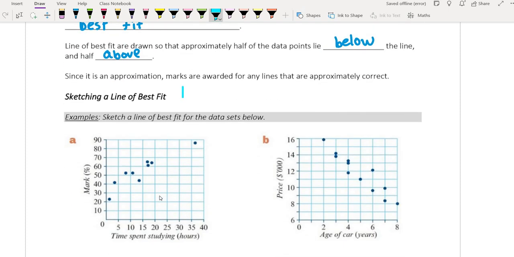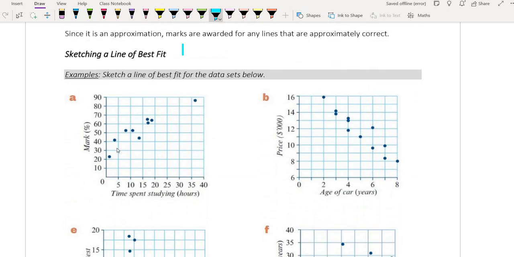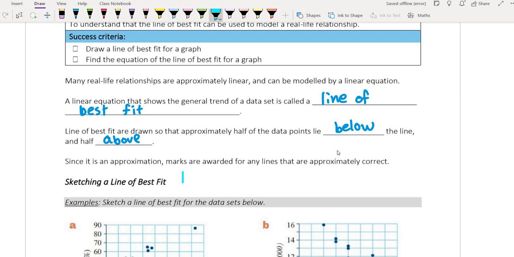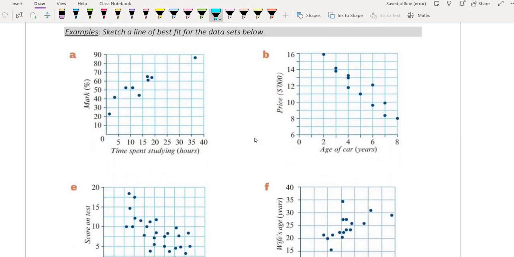In this lesson, we're looking at data that's represented on a scatter plot without a linear equation, but we're using the concept of line of best fit to estimate a linear relationship between the two variables that's represented on a scatter plot.